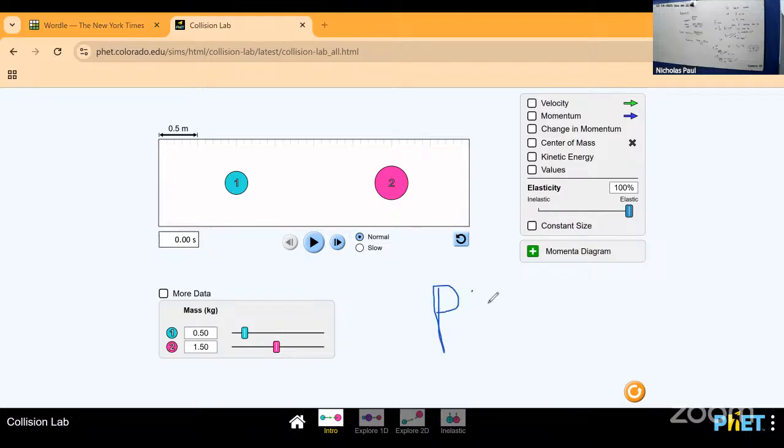The symbol for momentum is P. The momentum of these objects is the mass times its velocity. So if I have a large object moving real fast, it will have a bigger momentum than a small object moving at the same speed. So there's one more quantity you want to add here: speed, velocity, acceleration, and momentum. Momentum is the mass of the object times its velocity.